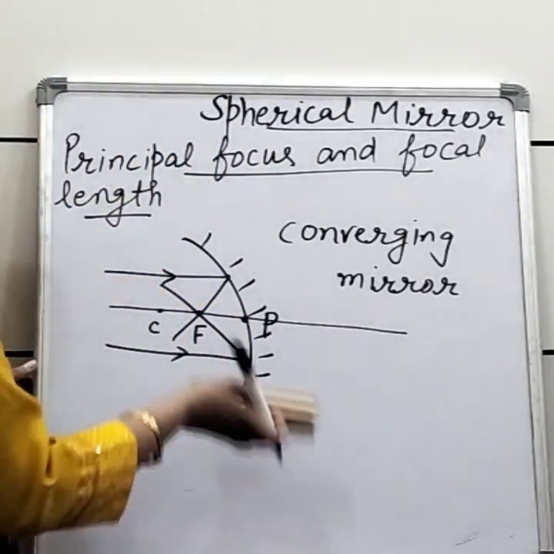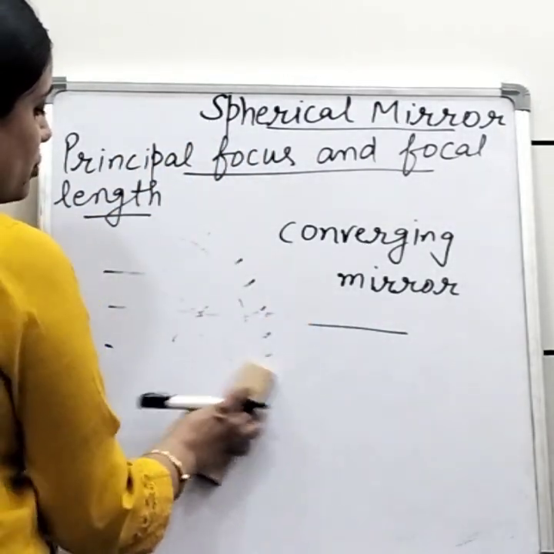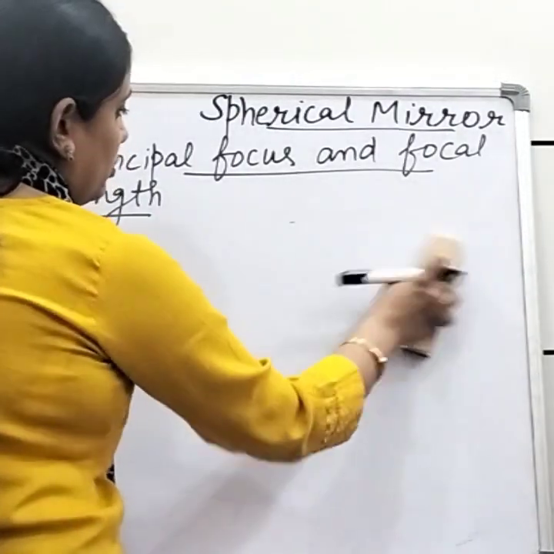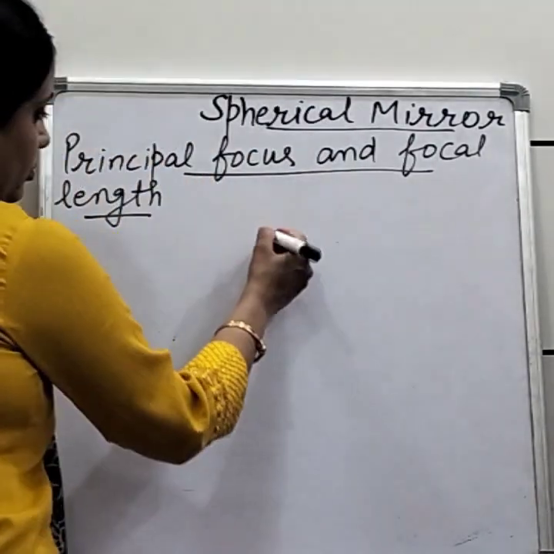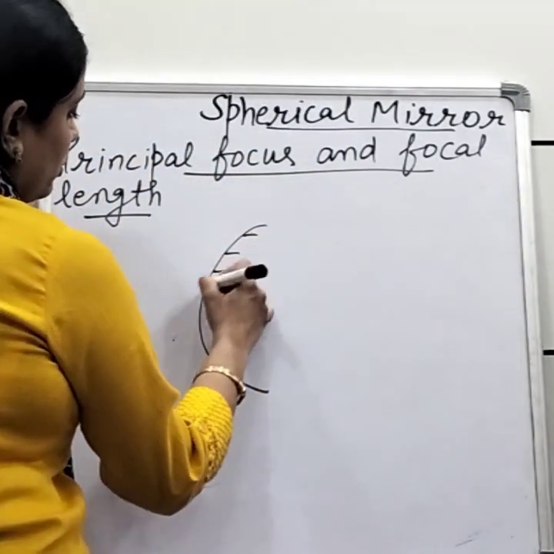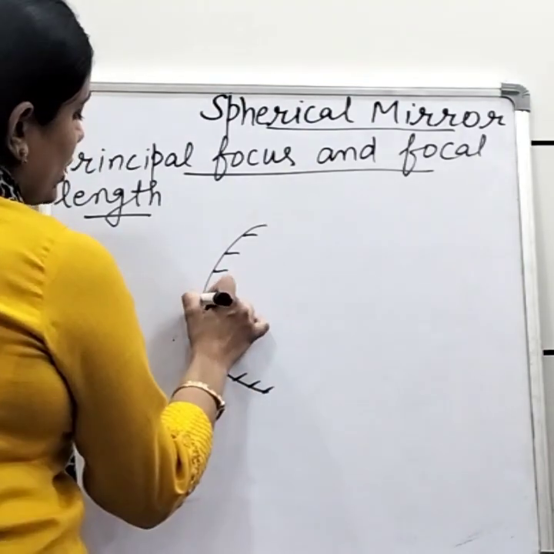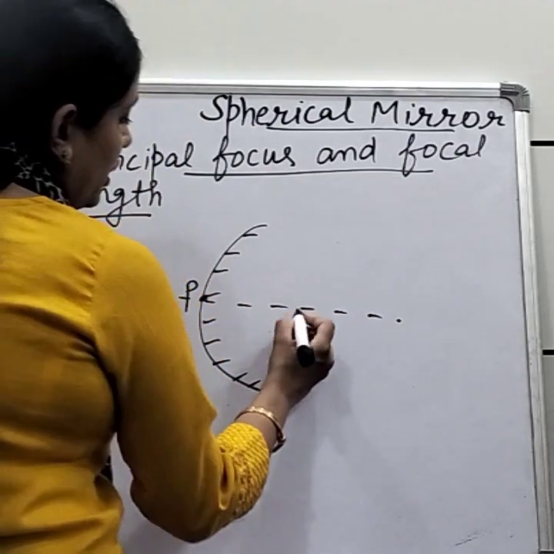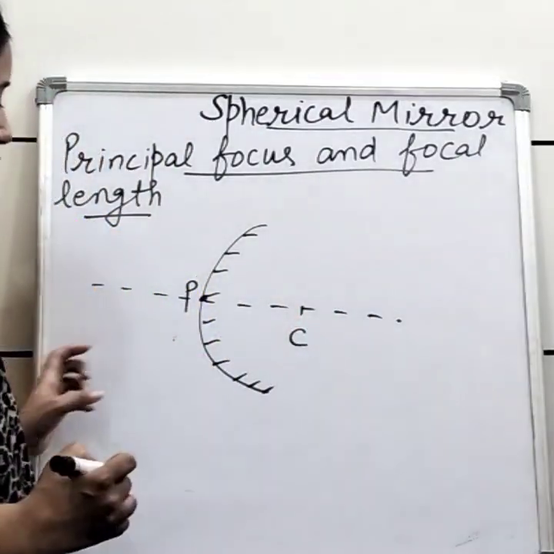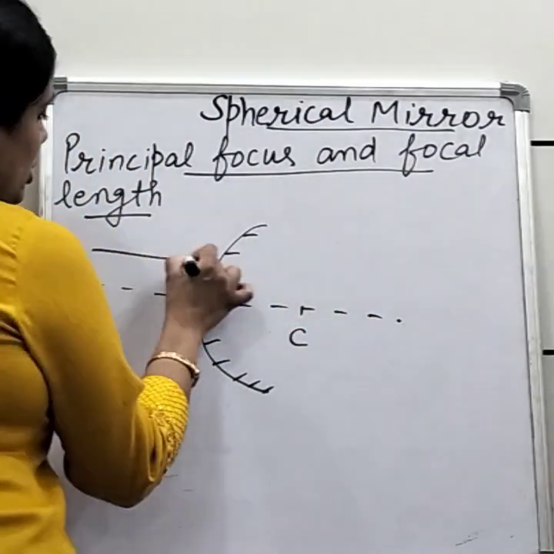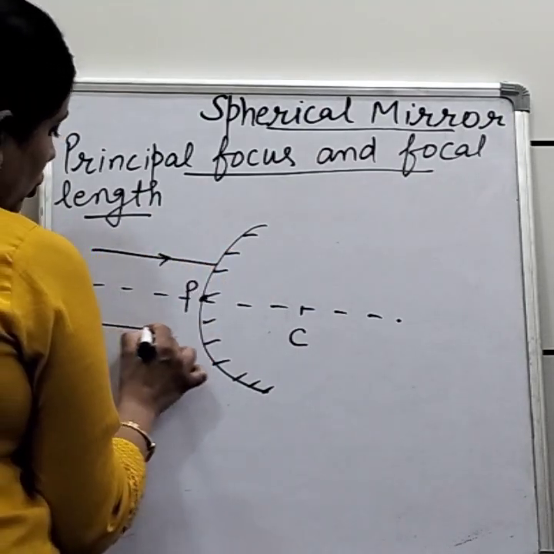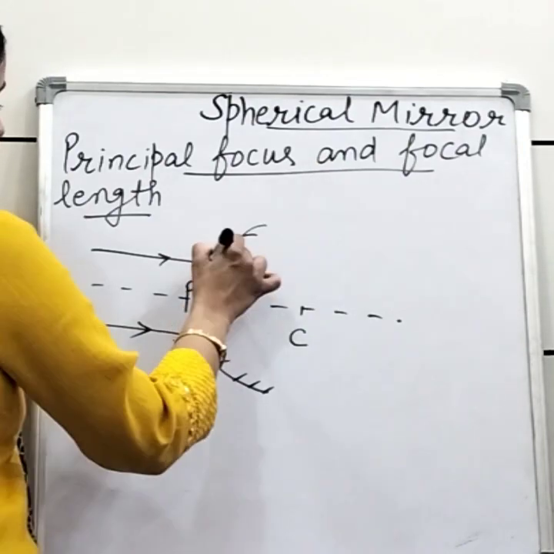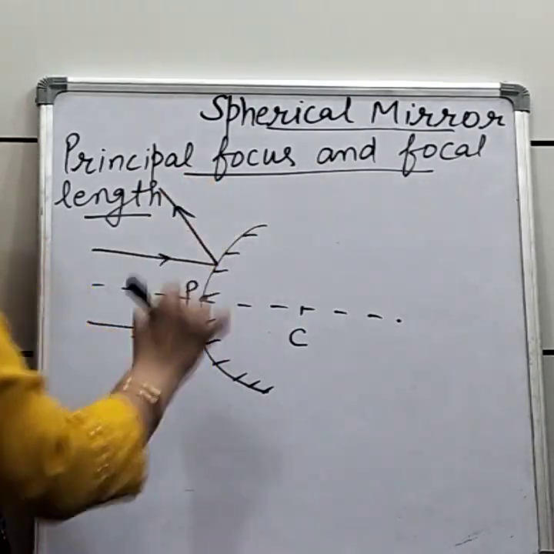But in case of the convex mirror, if we draw the convex mirror, this is the convex mirror. The center of the convex mirror is the pole. This is the principal axis. Here is the center of curvature. So when parallel light radiation is incident on the convex mirror, then after reflection they will look like this.